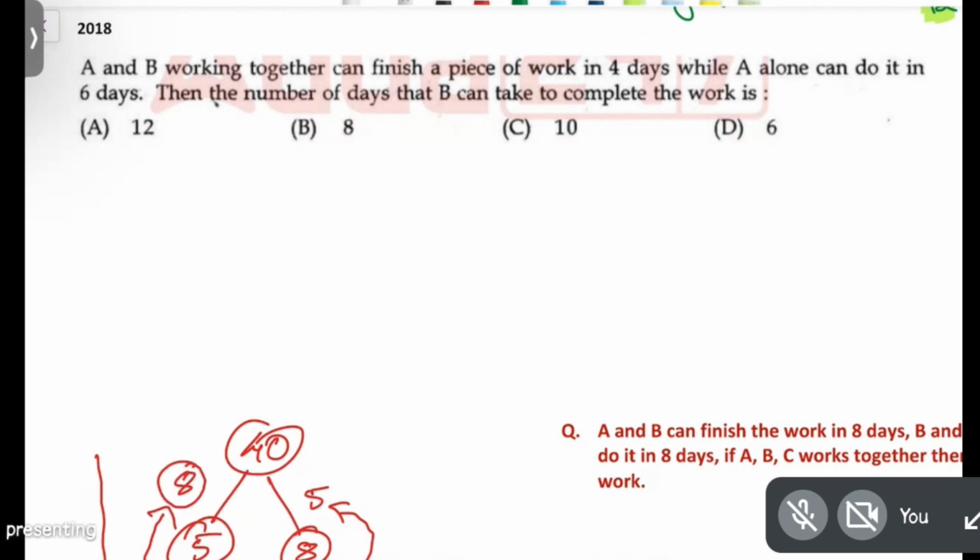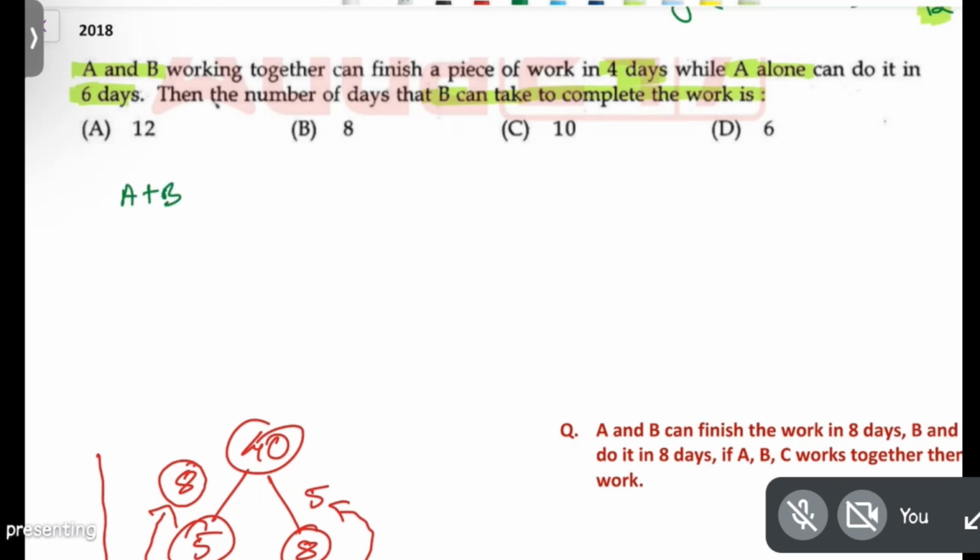We are talking about A and B. They can finish a piece of work in 4 days, and A alone can do that work in 6 days. We have to find out B alone can complete the work in how many days? This is NPSC prelims 2018. Okay. So now I'll just write what we have written earlier.